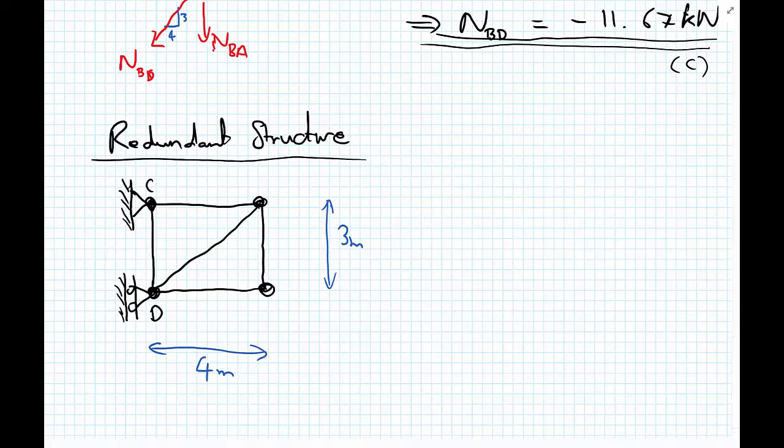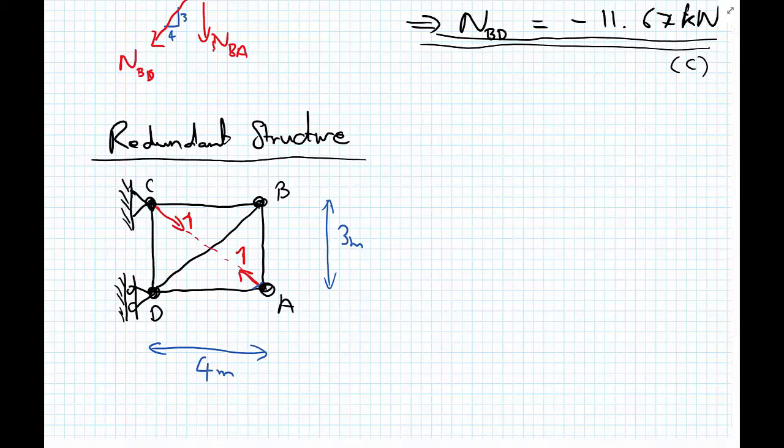And to get the flexibility coefficient, we want to find out what the deflection would be between A and C as a result of applying a unit load. So we have a unit load at C going in the direction towards A, and a unit load at A going towards C. And we'll find out what the deflection of this truss would be due to this.